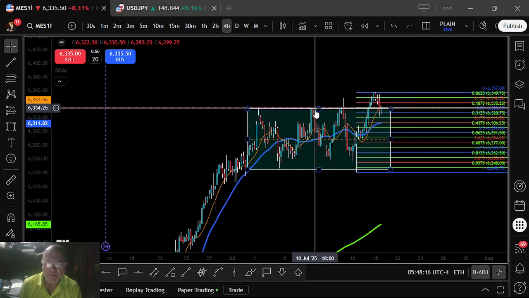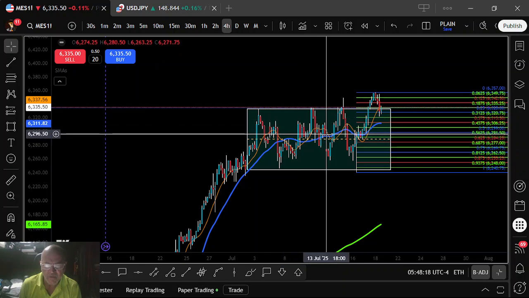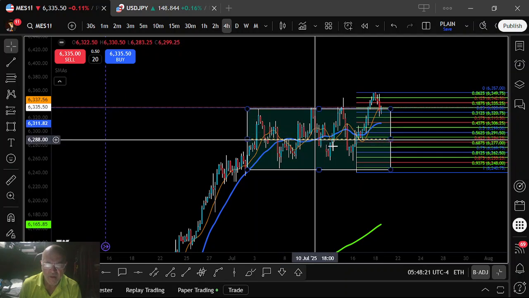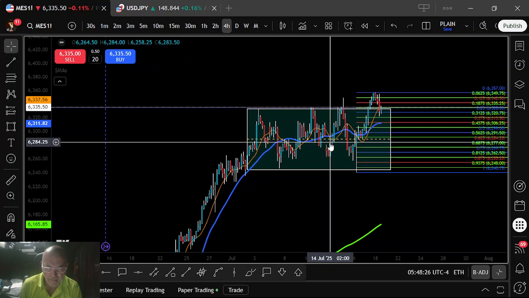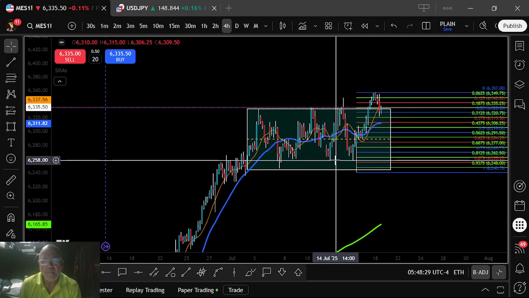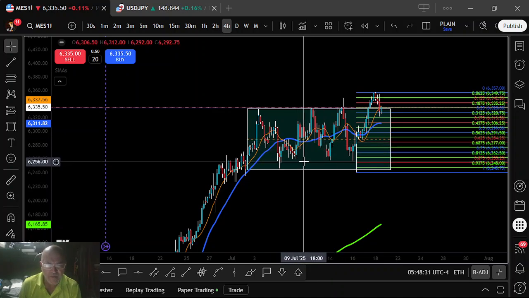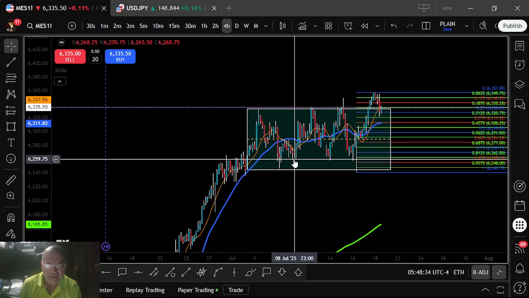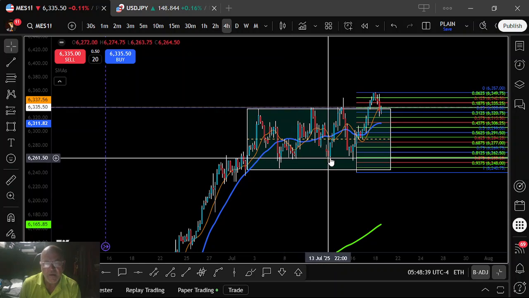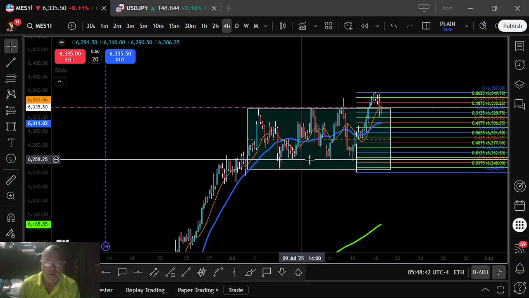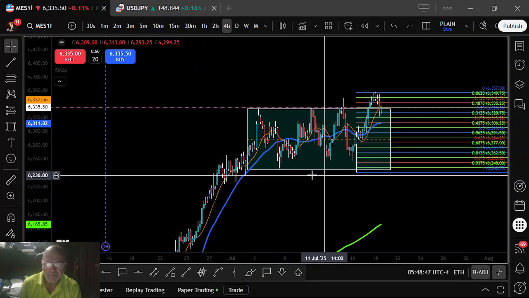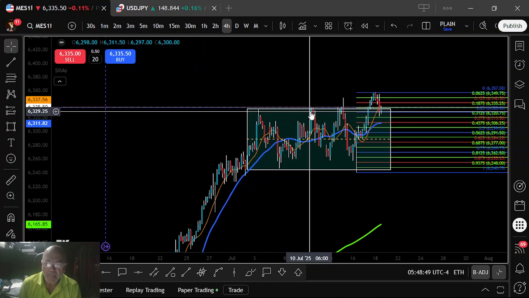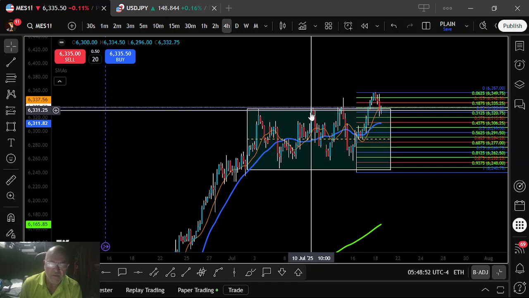Then we broke them here, but immediately rejected with a big gap down on the 13th. That gap down, though, did not break the low of the range. It did, however, sweep some liquidity on these double bottoms down here and immediately shot back up. So what this is telling me is that there's a lot of liquidity down here. Okay. And not as much up here, which you would expect.